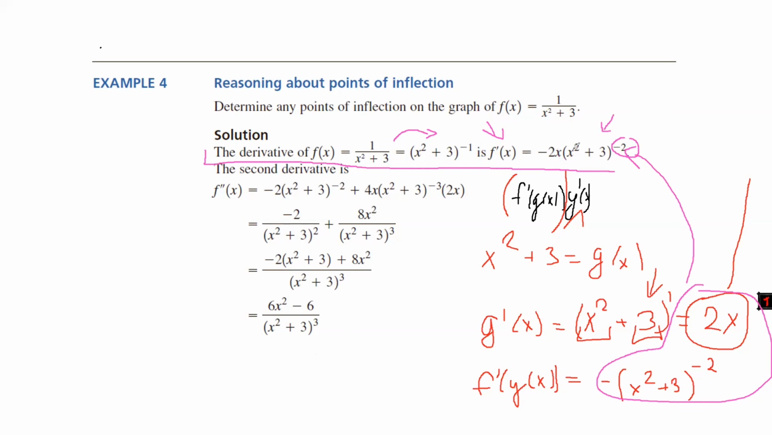What is the chain rule, Yusuf? The chain rule was f of g of x and the derivative of this. What is this? It's f prime. This is the function that we initially have, and when we differentiate it, that's what we get.